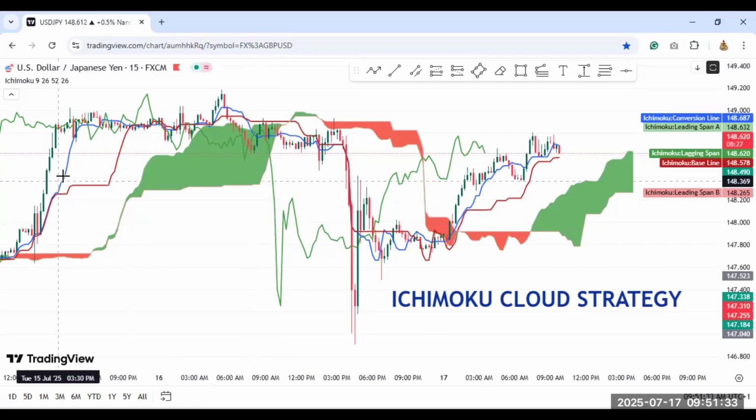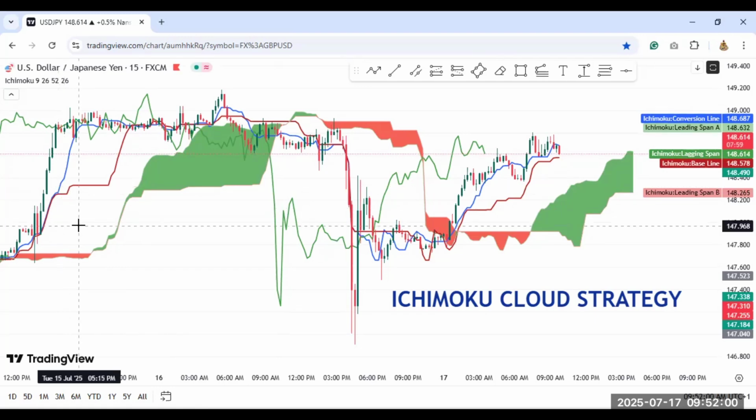Anytime that we see the blue line above the red line, it is the first criteria. We intend to buy. So you want to buy whenever you see the blue line above the red line. But if the blue line is below the red line, we want to sell. So take note of this. This is the first point I want you to start writing.